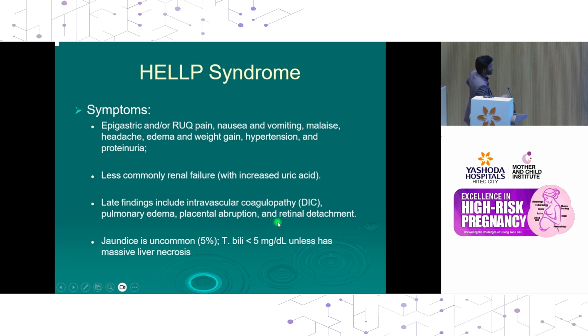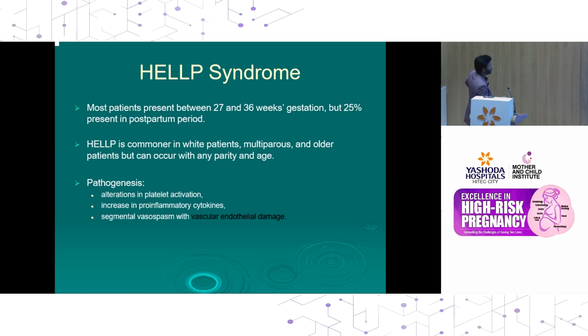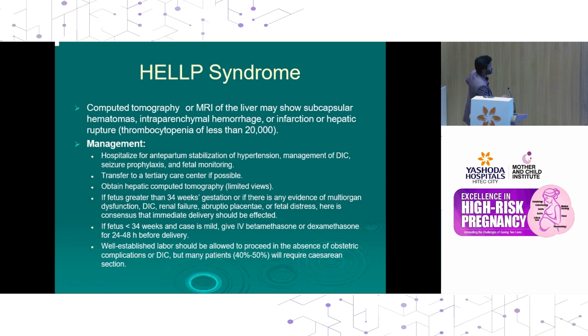Late findings, of course, as the disease progresses, you have risk of DIC, pulmonary edema, placental abruption, retinal detachment, and also intrahepatic hemorrhages are also very common. So generally, as I said earlier, it is generally seen in 27 to 36 weeks of gestation, and HELLP is common, as I said, in multiparous and older patients. And the main pathology is basically vascular endothelial damage with formation of the prothrombotic conditions in it, and that's why you see these episodes of multi-organ failure.